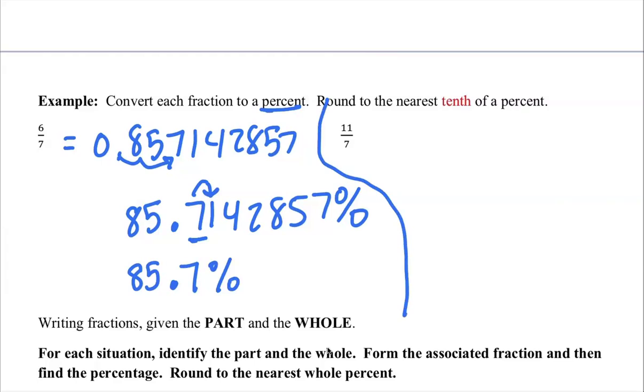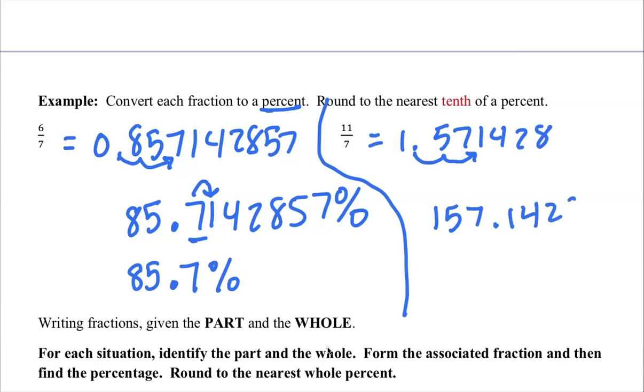11 divided by 7 is more than 1, so we can expect our percentage to be over 100% on this one. As a decimal, that's 1.5714, and I'll stop it there. When we go to a percentage, that moves the decimal 2 to the right, so 157.1428. If we're rounding to the 10th place, that 1 would stay a 1, and we'd be left with 157.1%.